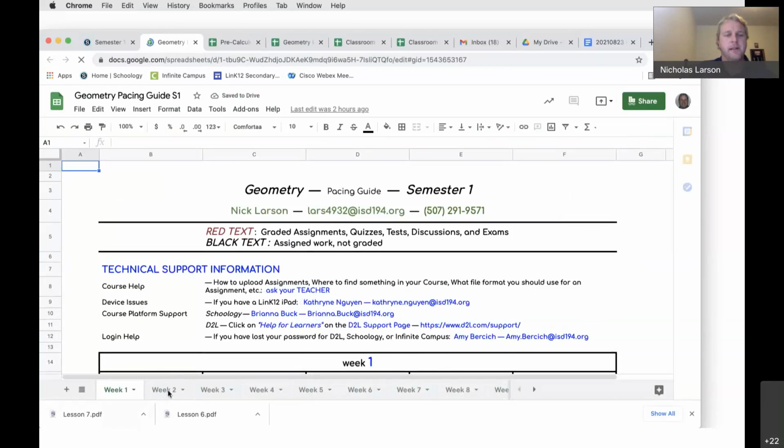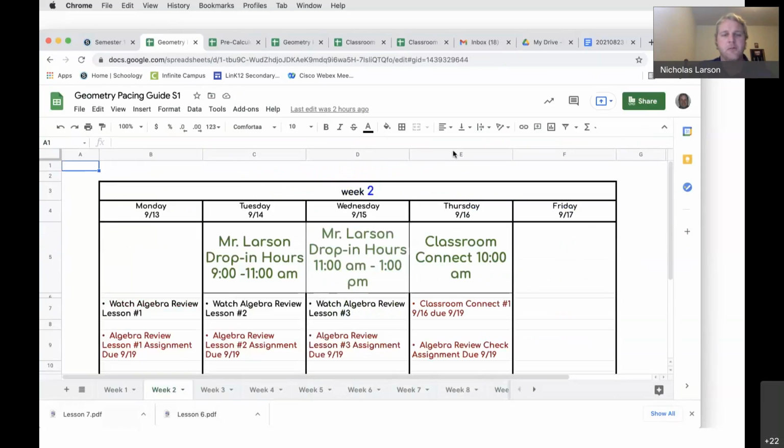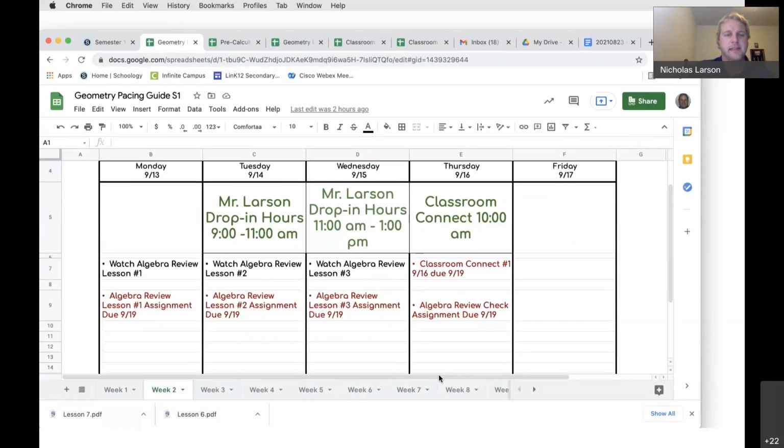And again, at the bottom, you can see week 1, and we're in week 2 right now. Notice I had some drop-in hours this week. I did see a few of you. If you're not sure what you're supposed to be doing, anything written in black is assigned, but it's not graded. That's like saying, hey, you've got to watch the lesson. Anything written in red is assigned and due. I made everything due on the Sunday. I'll always open stuff up on a Monday for you, and it's due that next Sunday.